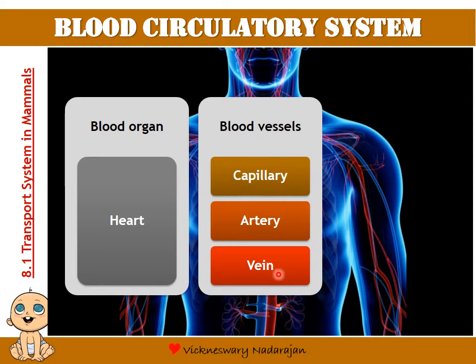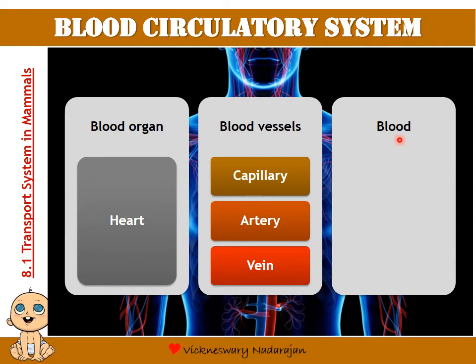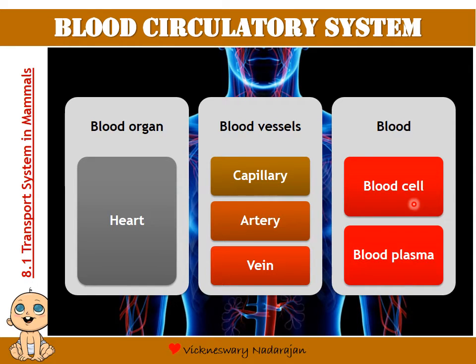Now in these blood vessels we have what we call the blood. The blood contains blood cells such as the erythrocytes, leukocytes, platelets, and it will also contain the blood plasma that is made up of water, nutrients, waste, proteins. Now let's compare this circulatory system with the lymphatic system.